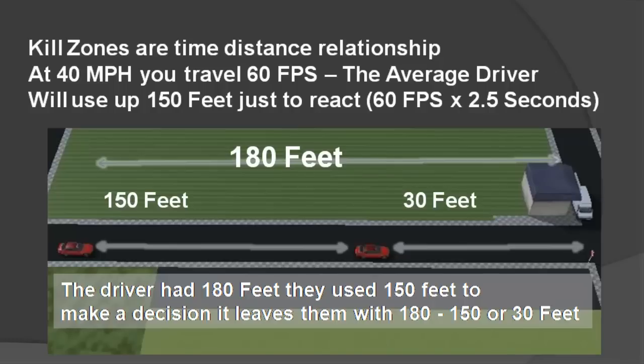Let's play out this scenario. At 40 miles an hour, you're traveling 60 feet in a second. The average driver will use up 150 feet just to react to the problem. We got that number by multiplying the 60 feet per second that you're moving at 40 miles an hour times 2.5 seconds. So, again, the driver will take up 150 feet just to react to the problem. So if we started off with 180 feet and it took the driver 150 feet to react to the problem, that leaves us 30 feet away from the kill zone, still going 40 miles an hour.